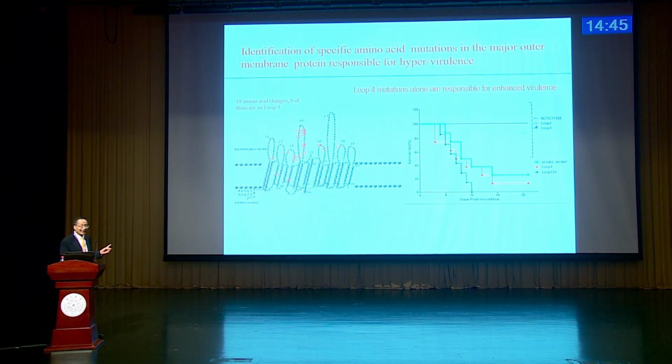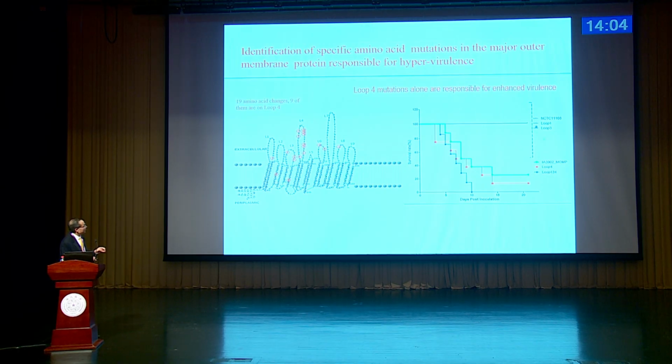Now, when we further analyzed these mutations, there are actually 19 amino acid changes on the surface of the major outer membrane protein. Most of them are in the external loops. This major outer membrane protein has transmembrane segments and also externally exposed loops. So then we wanted to decide: are all these mutations required for virulence, or just some of them? So we were able to make site-directed mutagenesis with different loops, loop 1, 2, 3, and 4.